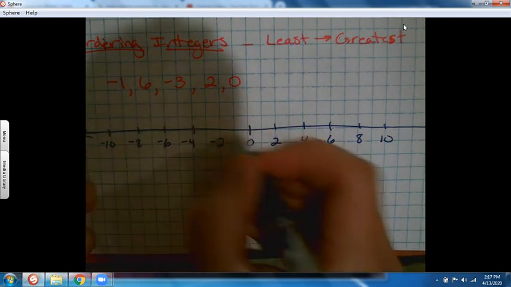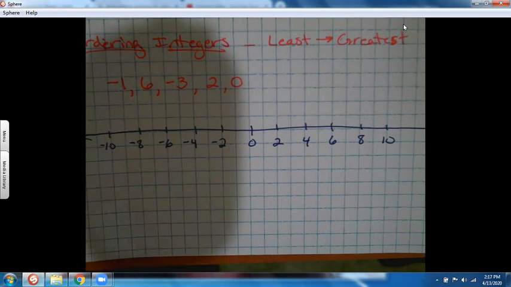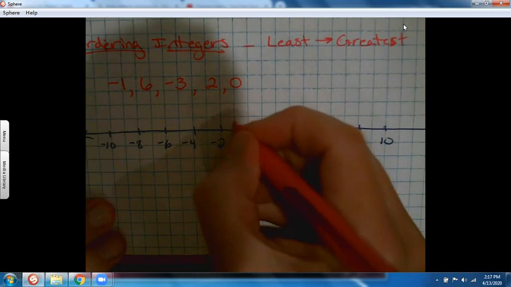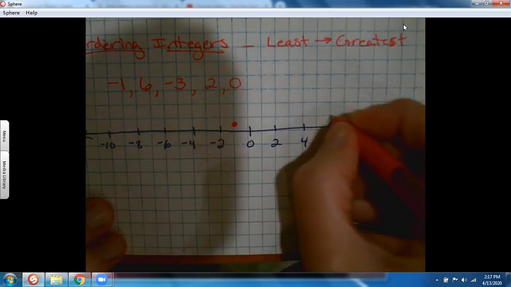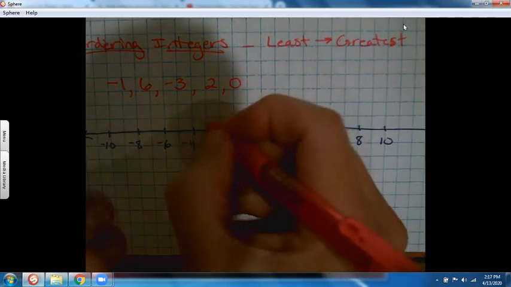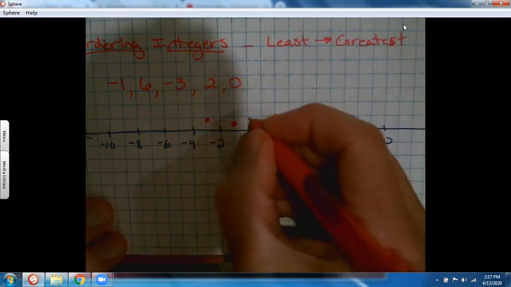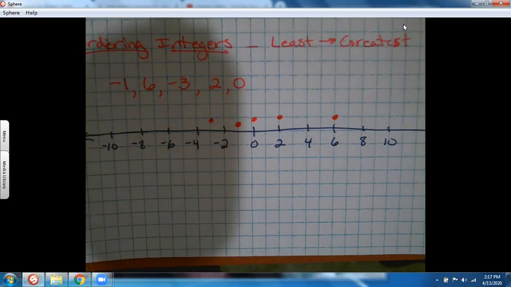Okay. So let's plot these points. -1 is here. Put a dot. 6 is over here. -3 is here. 2 and 0. And then you simply write them in order. So you do it from left to right, just like you read. Okay? So the one furthest from 0 is the smallest.